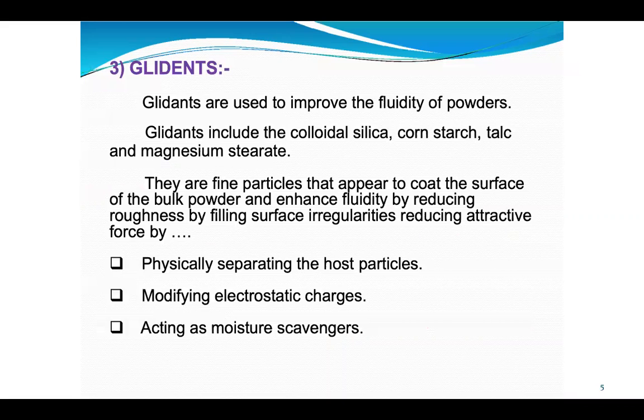Glidants. Glidants are used to improve the fluidity of powders. Glidants include colloidal silica, cornstarch, talc, and magnesium stearate. They are fine particles that appear to coat the surface of the bulk powder and enhance fluidity by reducing roughness by filling surface irregularities, reducing attractive force by what? One, physically separating the host particles, modifying electrostatic charges, acting as moisture scavengers.